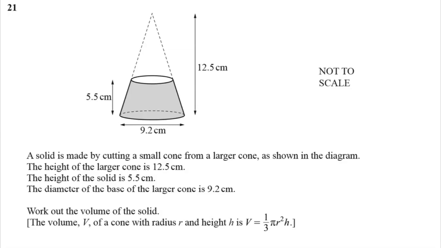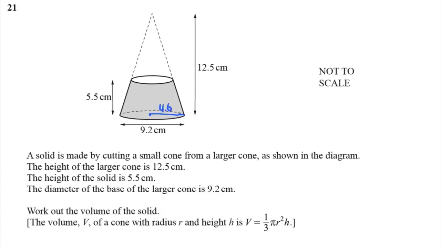Okay, to find the volume of the solid, they tell us the volume of a cone there as well, in case you forgot. It's a third the volume of a cylinder. To find what we want, we do the volume of the large cone and subtract the volume of the small cone, which is on top. To do that, we need the radius and we need the height of the cone. For the large cone, we can find the radius and the height very easily because the height's there and the radius is half of 9.2.